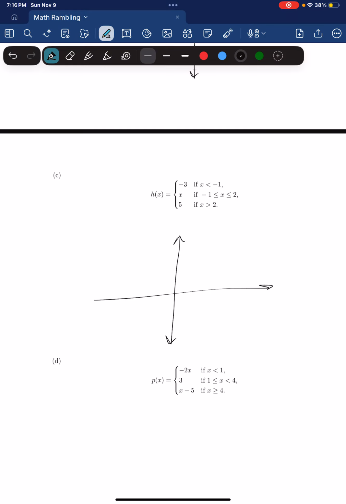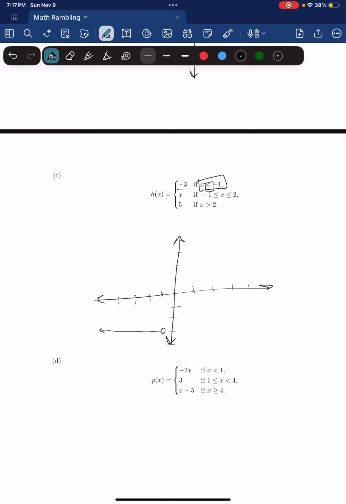Draw another graph. 1, 2, 3, 4 on each axis. All right. If x is less than -1, where's -1? It's right here. If x is less than -1, the value is -3. So let's go down 3. Here's -3. And then we have an open circle there because it's less than and not less than or equal to.